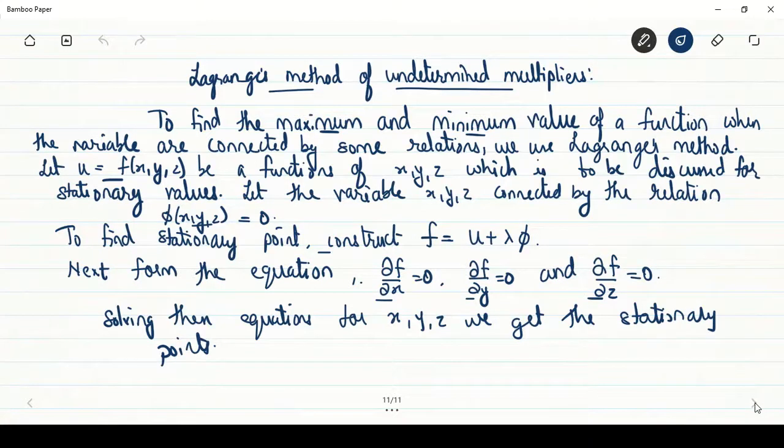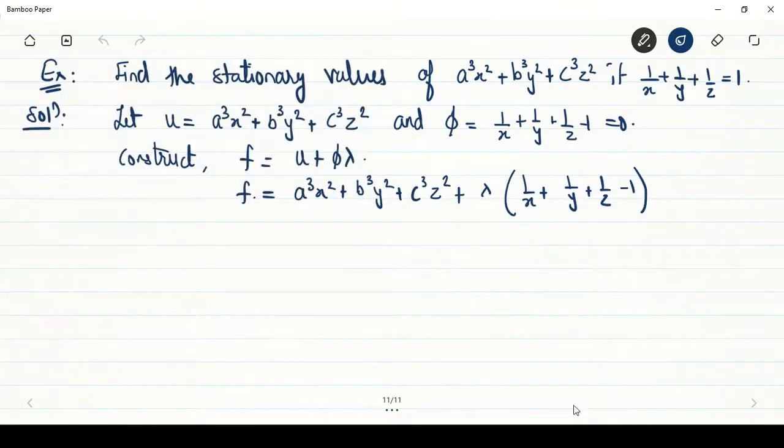Now we will solve one example in which we will find the stationary points of a function when some restriction or constraint on x, y, z is given. We have to find the stationary values of a cube x square plus b cube y square plus c cube z square, if x, y and z are related by the function 1 upon x plus 1 upon y plus 1 upon z equals 1.